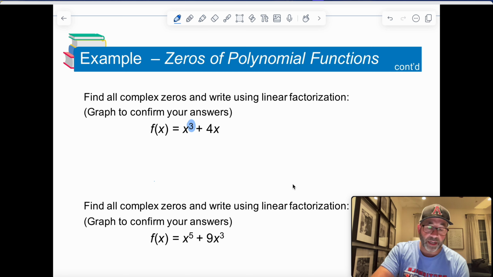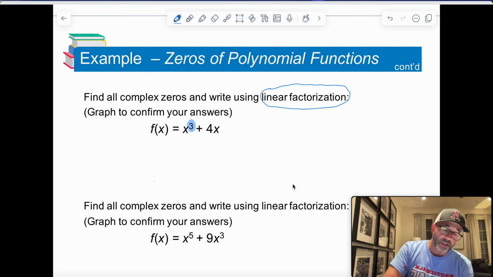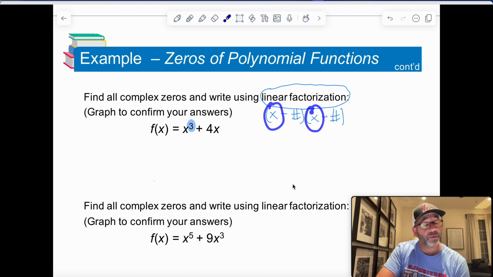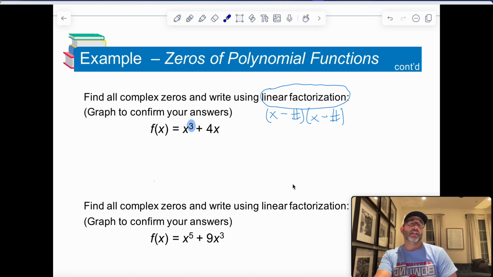Now, when they tell you to write answers in linear factorization, that means we are going to have x minus some value, and then x minus some value. And we call it linear because this term that we see right here, that x has the degree of 1, which makes it linear. If we had it as a 2 or something else, that would be what we call a quadratic. And we'll talk about that a little bit in this lesson here.